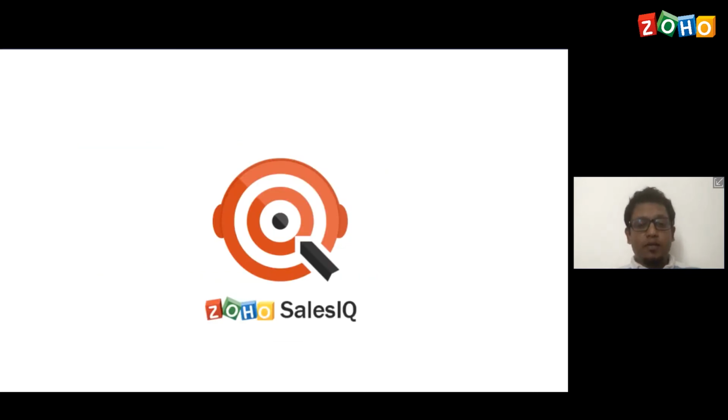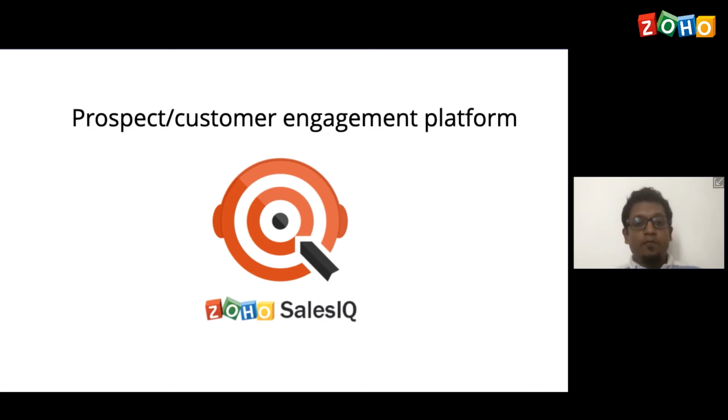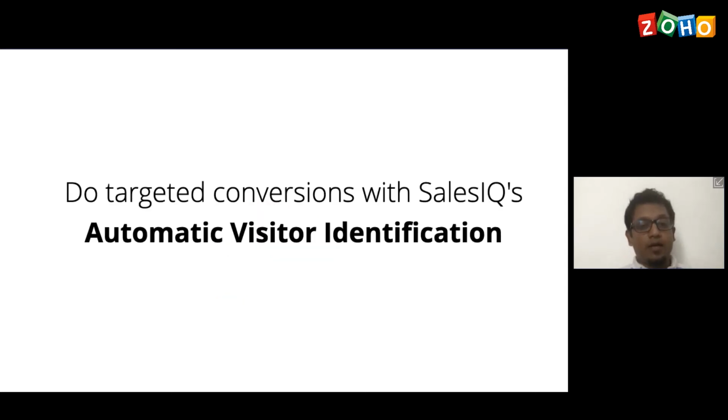And that is when, with Zoho SalesIQ, we thought we have to do something to attract the visitors, to organically change the blunt visitors to very targeted visitors. So this is a customer engagement platform wherein you can do targeted conversions with automatic visitor identification.